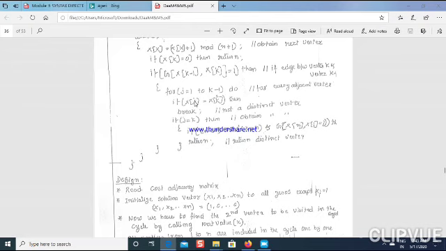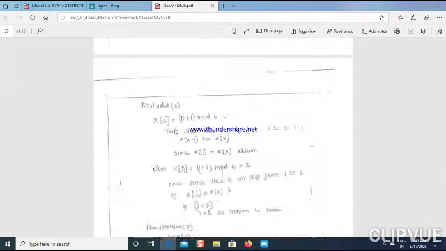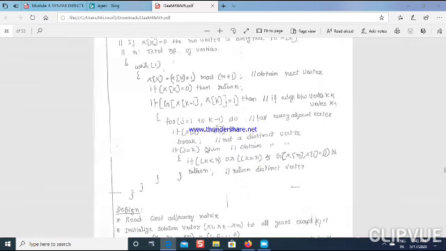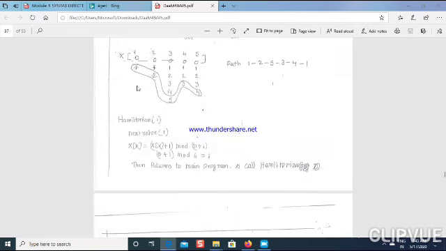So what is x of 1? It is 1. X of 1 is 1. What is x of 2? It is 1 only. Still I am in this. So x of 2 is also equal to x of k, which is 1. So both are equal to 1, then break. Means it is not a distinct element, because these two are not distinct elements.